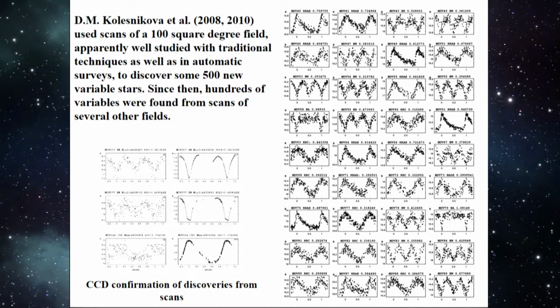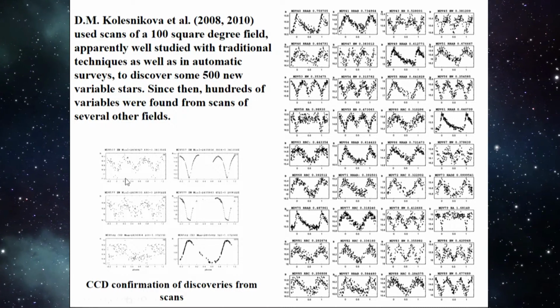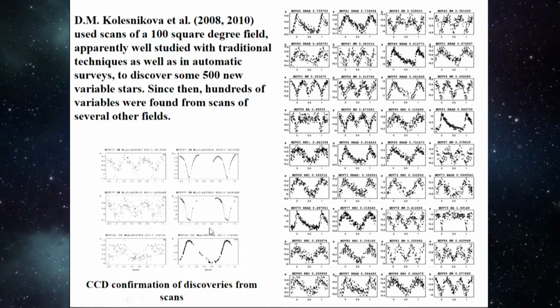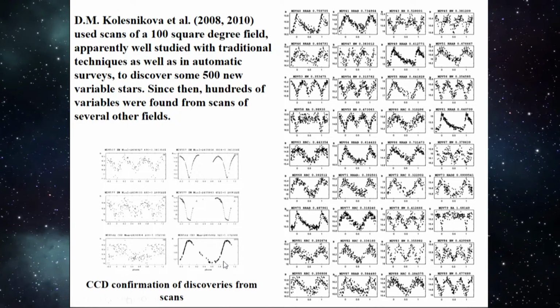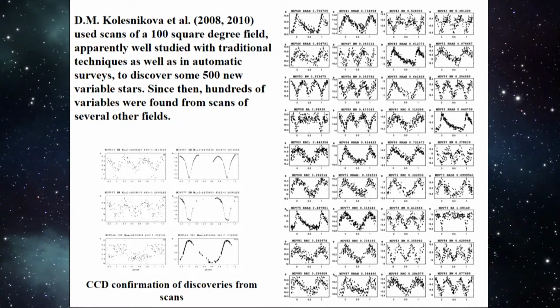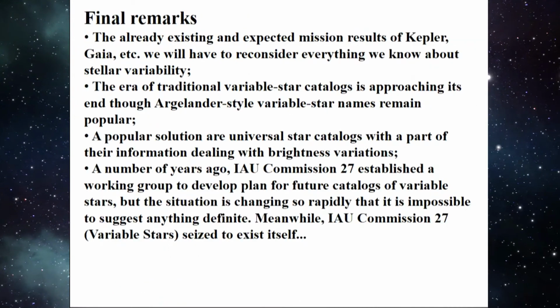Here you see a photographic light curve and a CCD light curve, and you can try to guess what really happens with a star where photographic accuracy is not sufficient.